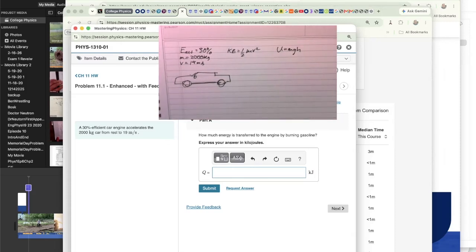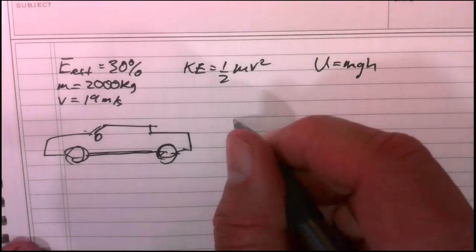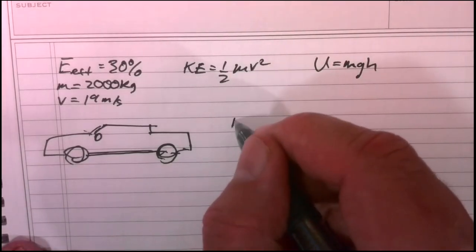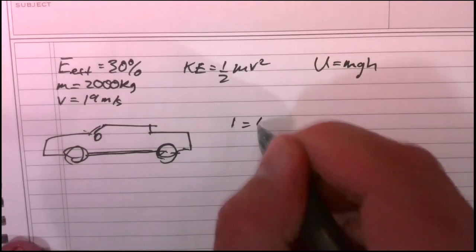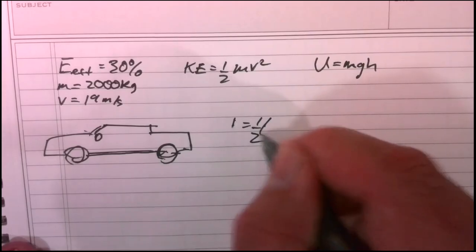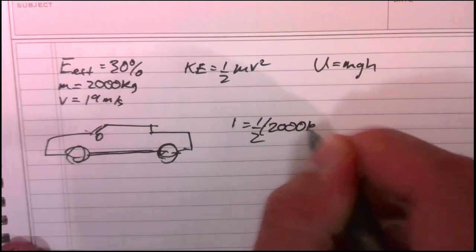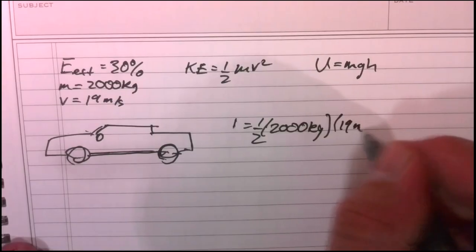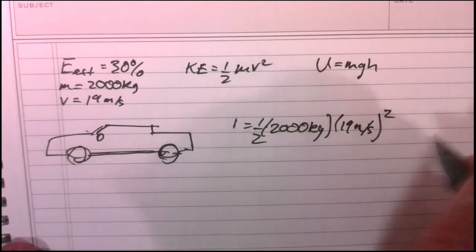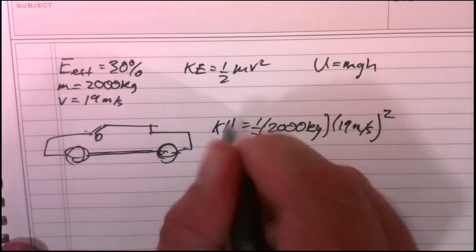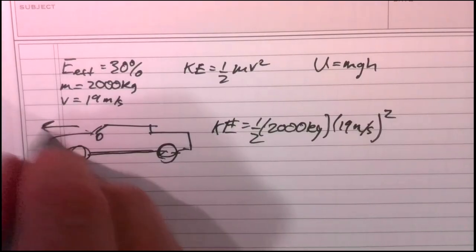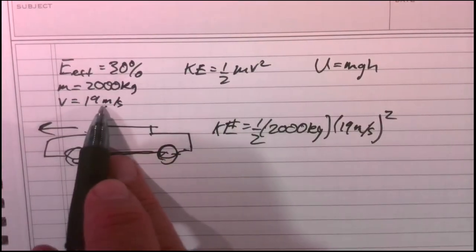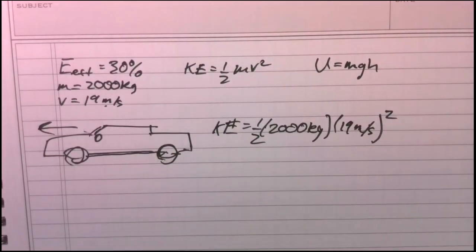All right, first let's calculate the kinetic energy. Kinetic energy is 1/2 mv squared. So we have 1/2 times 2,000 kilograms times our velocity squared, 19 meters per second squared. That is our kinetic energy when this thing is moving. And 19 meters per second is about 40 miles an hour.